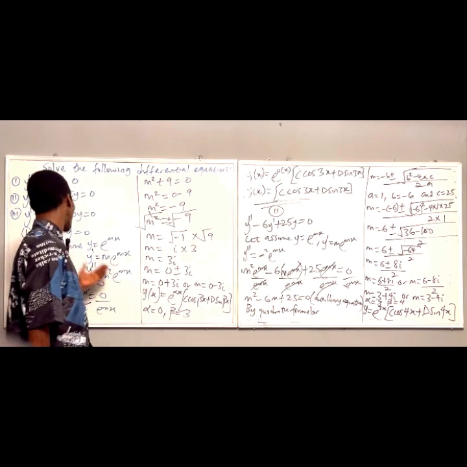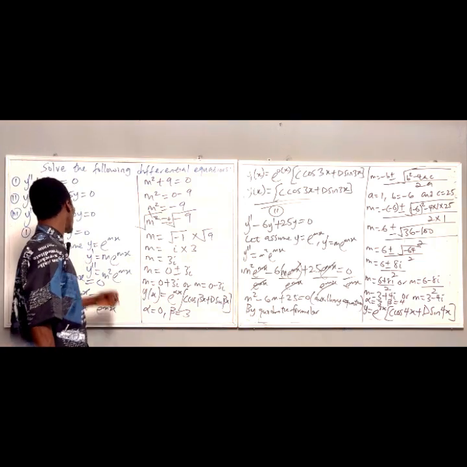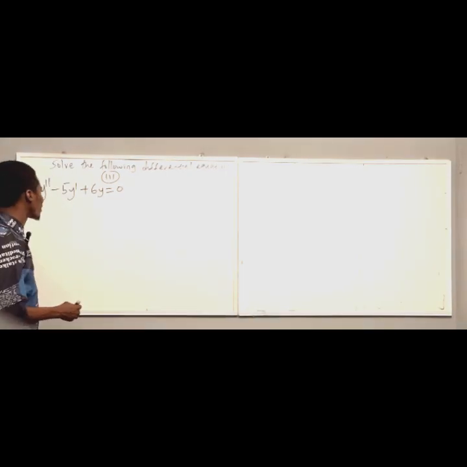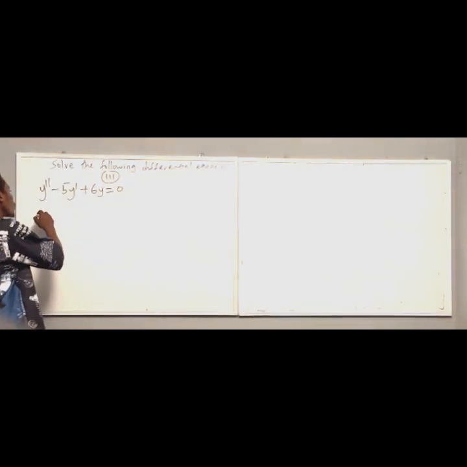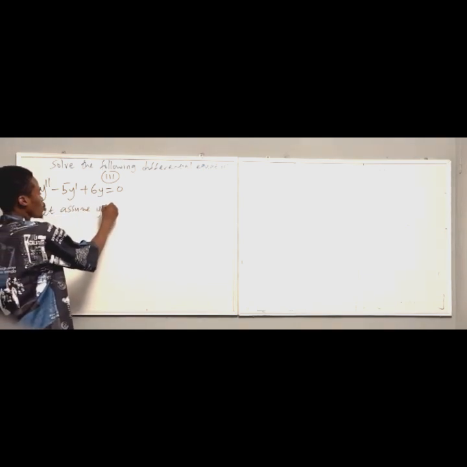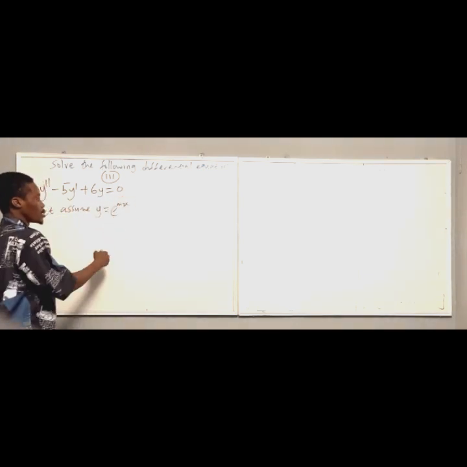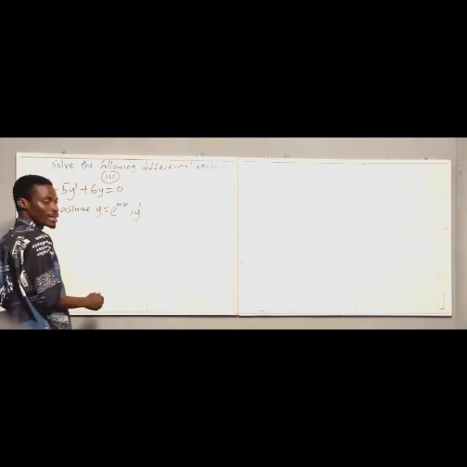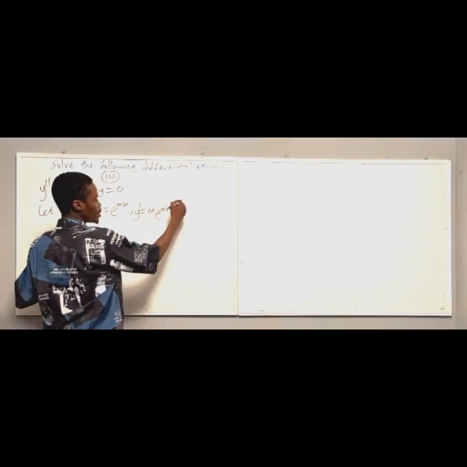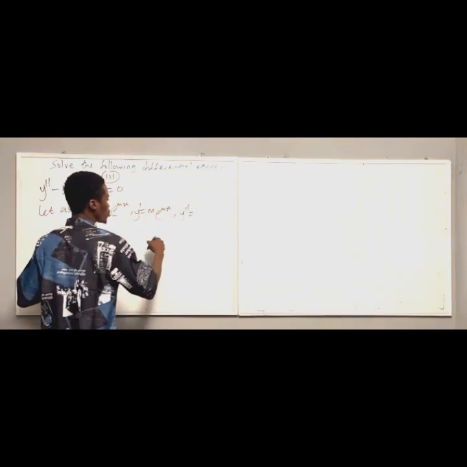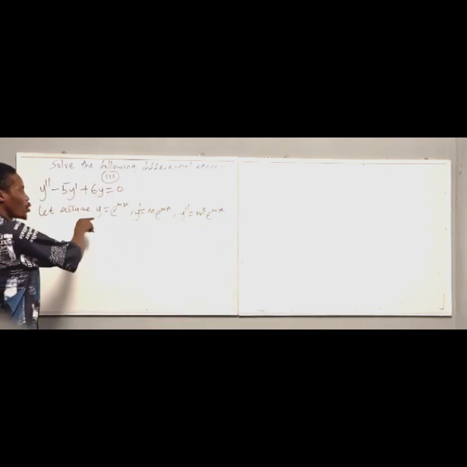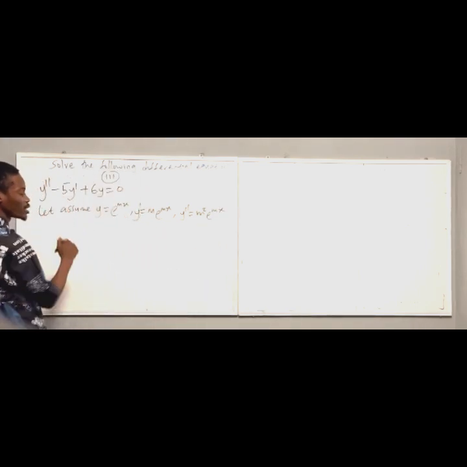So let us now consider the last example: y'' - 5y' + 6y = 0. Let's assume y = e^(mx). If we differentiate this, that's y', I'm going to have m e^(mx). If I differentiate again, y'', I'm going to have m squared e^(mx). So I will now plug this into the equation.